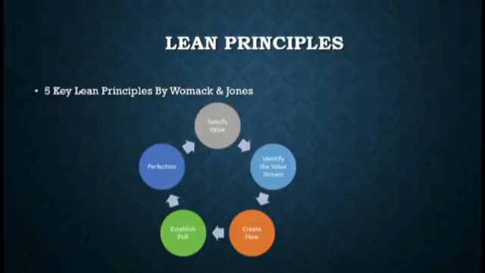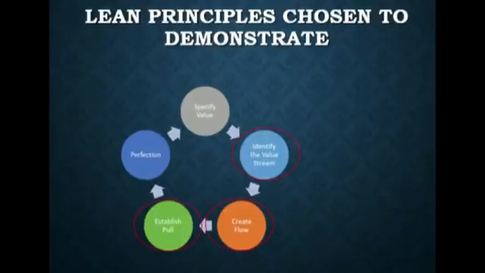According to Womack and Jones in their book Lean Thinking, there are five key Lean principles, which are value, value stream, flow, pull, and perfection. Out of these five principles, I have chosen three key Lean principles, which are value stream, flow, and pull.